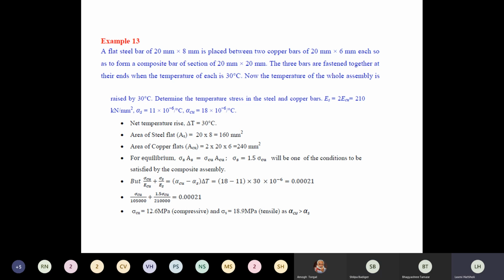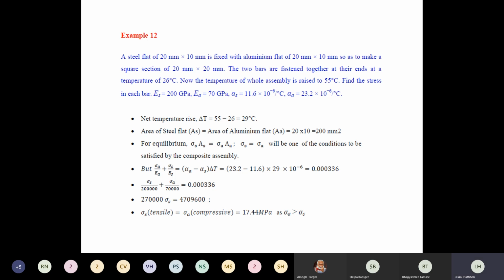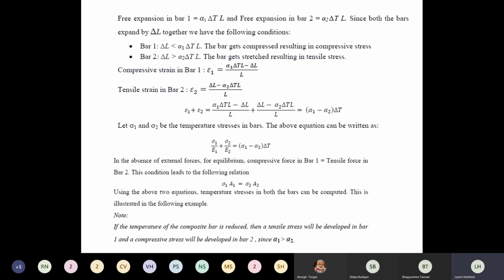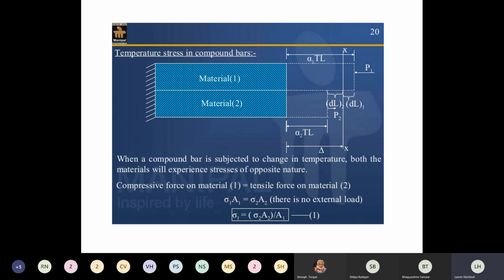May I know your name? Is it Shilpa? Yes, very correct, Shilpa. So the thing is, just remember my previous slide. I'll show you the previous slide also. I'll tell you how I wrote that compression. Just remember this slide.